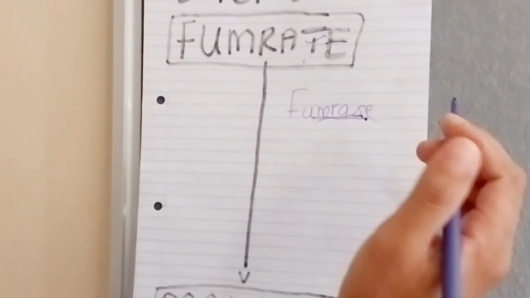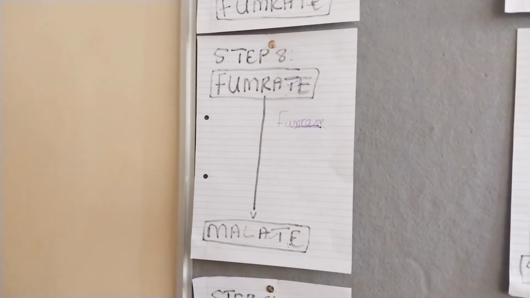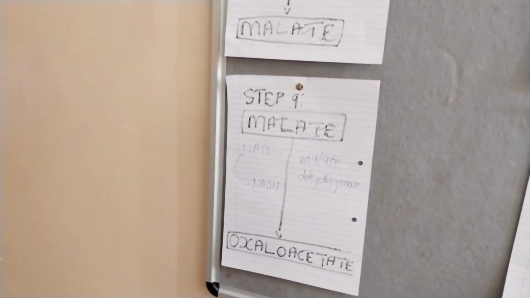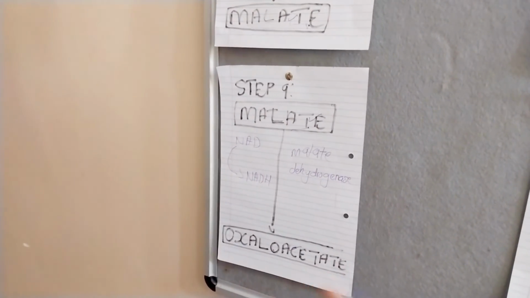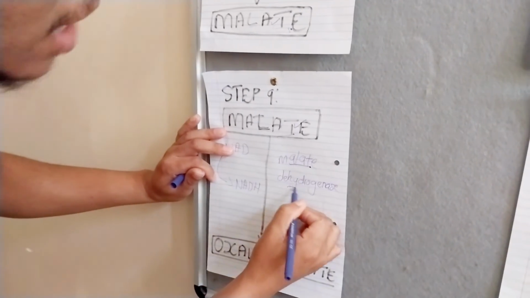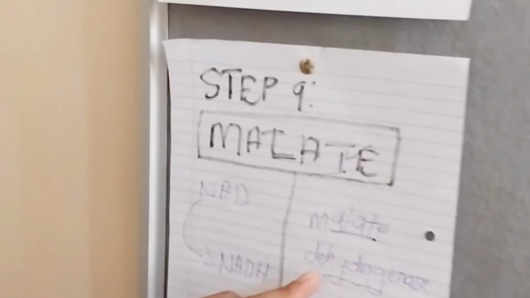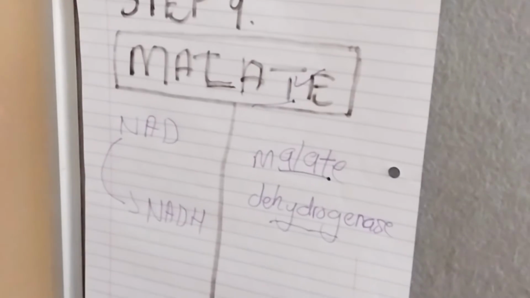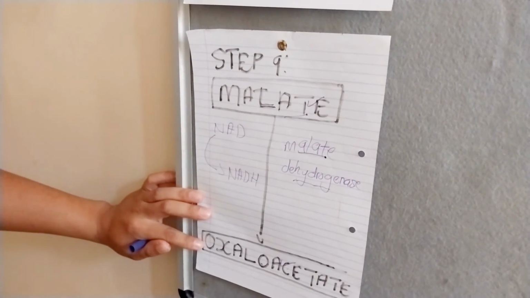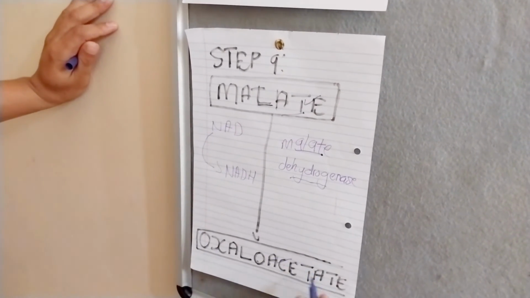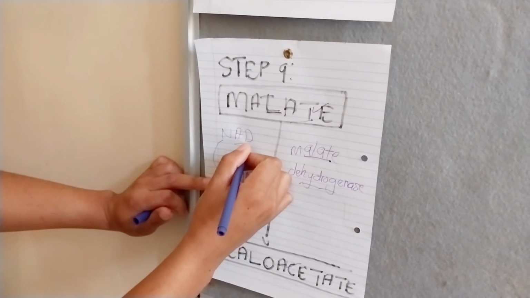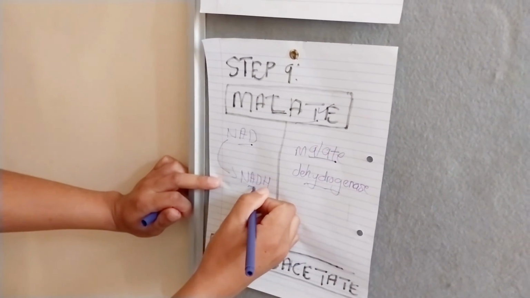Now this is step number 8, where fumarate is converted into malate, and this occurs under an enzyme called fumarase. Moving to step number 9, which is the last step of this Krebs cycle process. This step occurs under an enzyme called malate dehydrogenase. In this step, malate is converted into oxaloacetate, and NAD is converted into NADH.